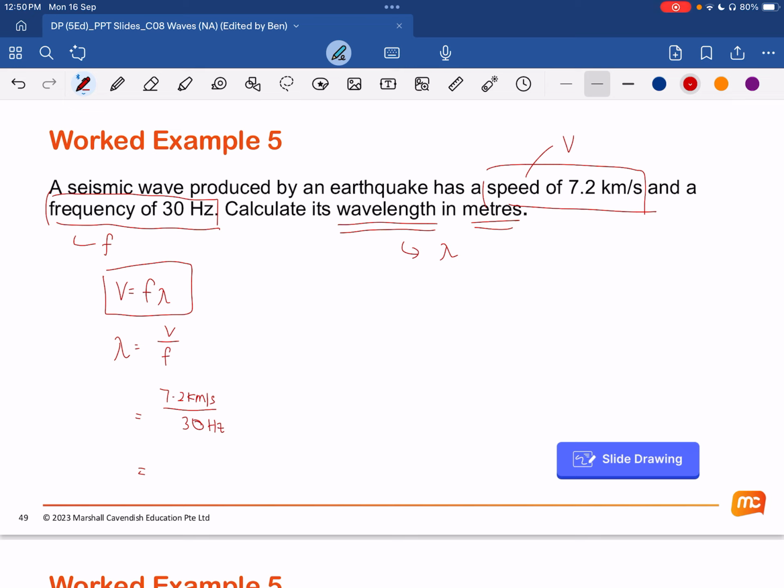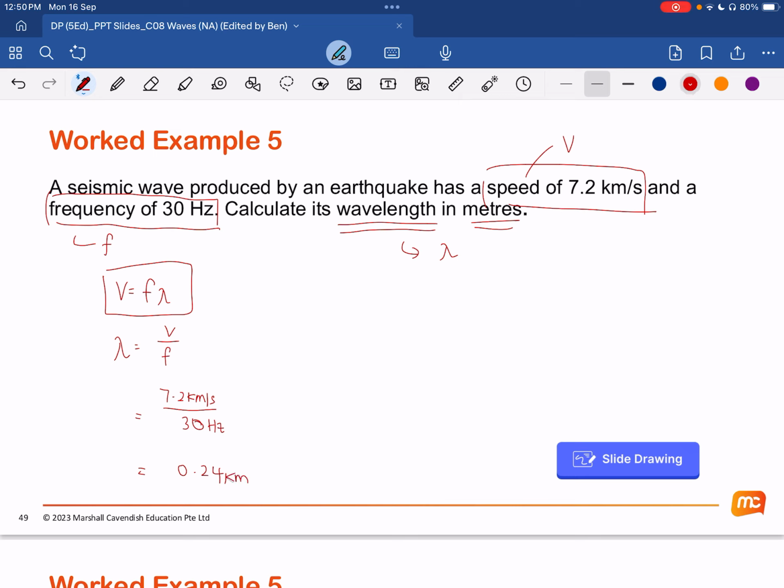What's the value? That gives me 0.24. Now what do you think will be the unit for lambda here? If you notice, it has km per second, as compared to meter per second, which is the SI unit. So my resulting unit for lambda will be in km as well.